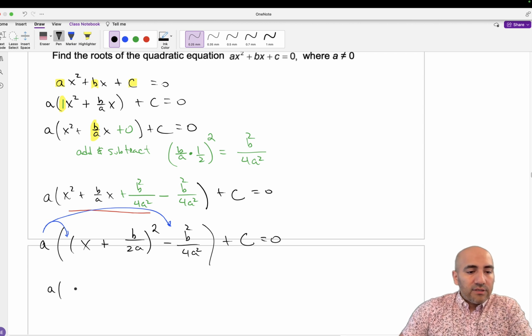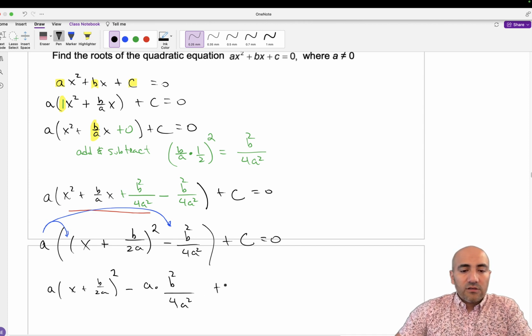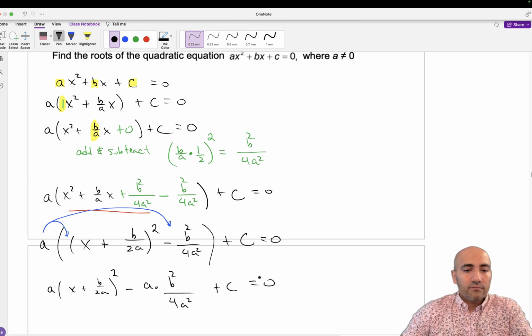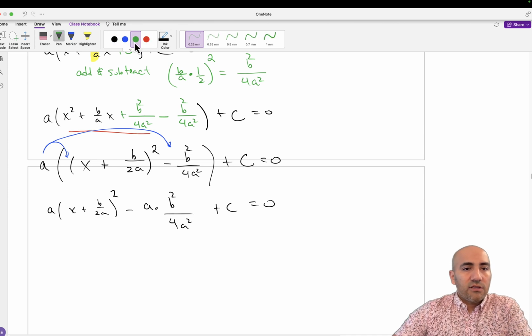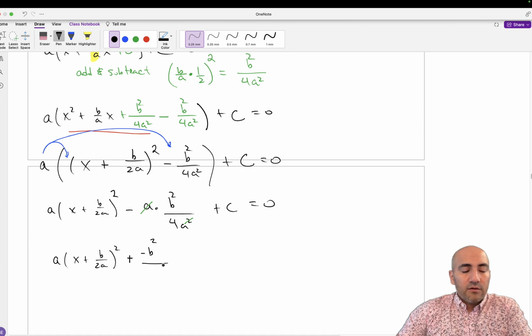And so I'll end up with a parentheses and then x plus b over 2a parentheses squared minus a times b squared over 4a squared. And there's still this plus c and a 0 out there. Simplifying things just a little bit here, this a and this a reduce. So I'm going to get an a parentheses x plus b over 2a close parentheses squared minus b squared over 4a. And I'm going to rewrite this as an addition of a negative b squared over 4a. Remember, the square only applies to the b, not the minus. So this is not just positive. So it's a negative b squared plus c.